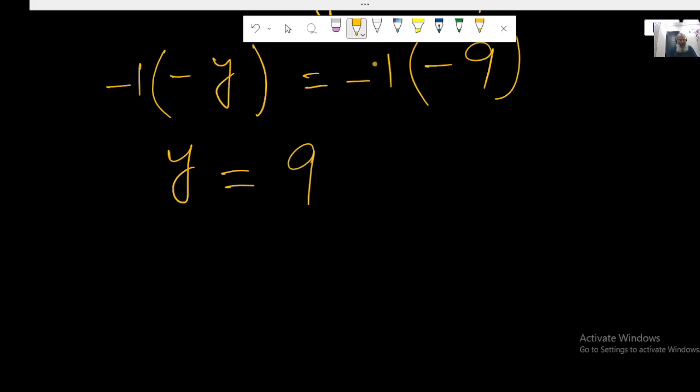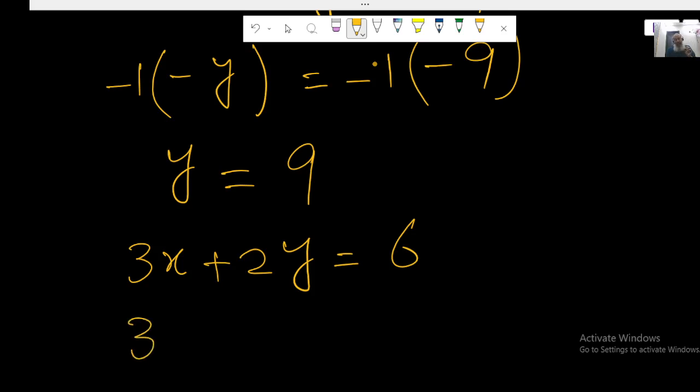Now I will write one of the original equations. So if I write here 3x plus 2y is equal to 6, now I will put the value of y here. I can choose the other equation. If you choose the other equation, it's equally valid. But now you have to determine the value of the second variable. So here I will write 2 into, in place of y I will write 9 because it is its value.